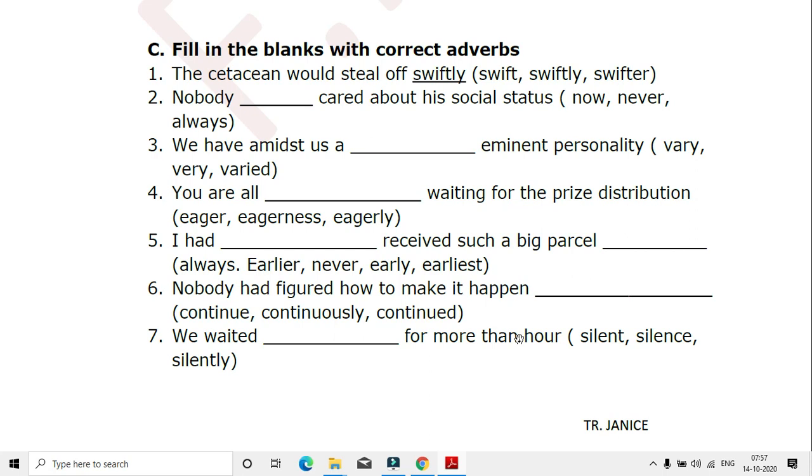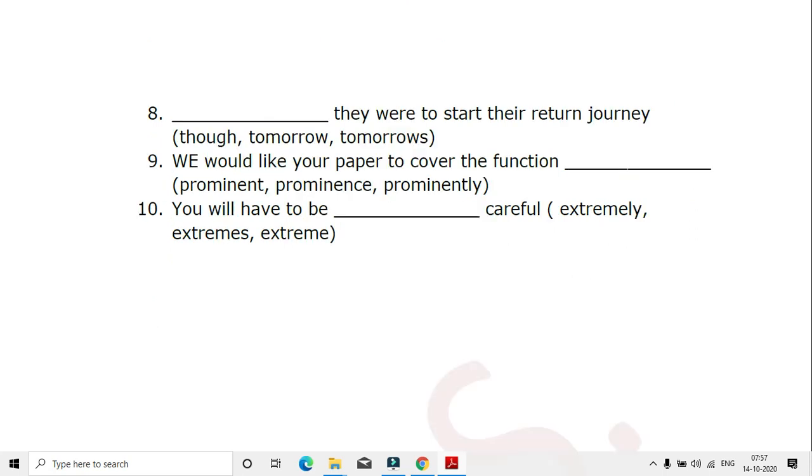Silently. Eighth one, they were to start their return journey, though tomorrow's. We would like your paper to cover the function. Prominence, prominently. You will have to be careful, extreme. So I hope you are able, it's not very difficult. I hope you are able to do.